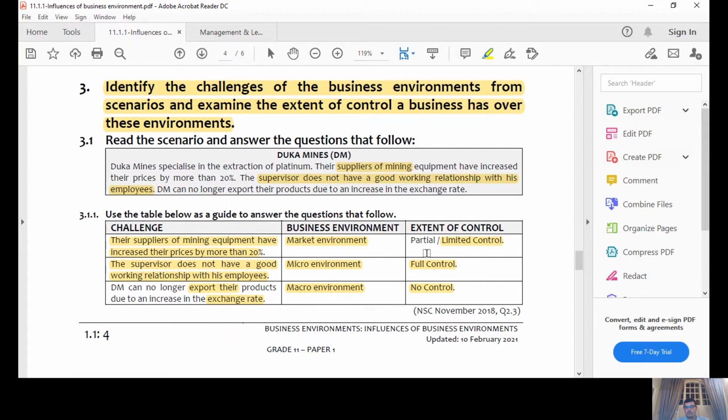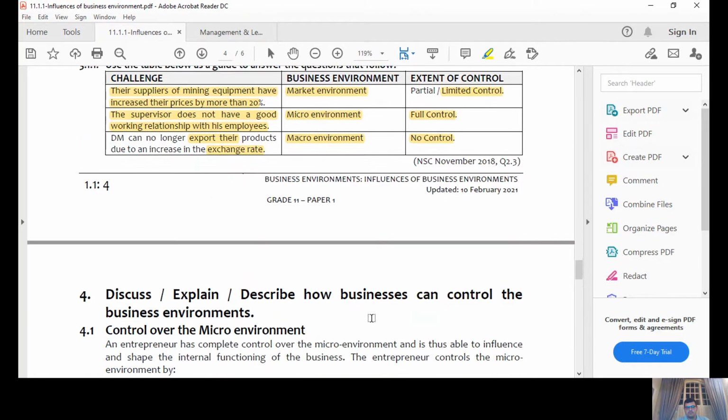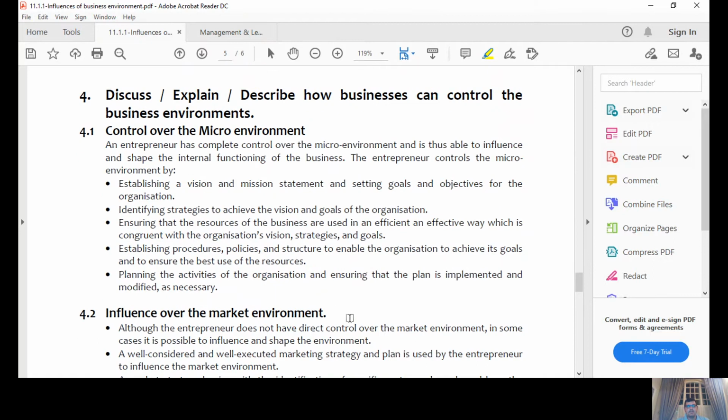So this is a 9-mark question, guys, and it's very, very easy, but please use this as an example for when the class test on this work comes. The next part, we're over the hill now for this chapter. We're going downhill. The next question is to describe how the business can control the business environments.